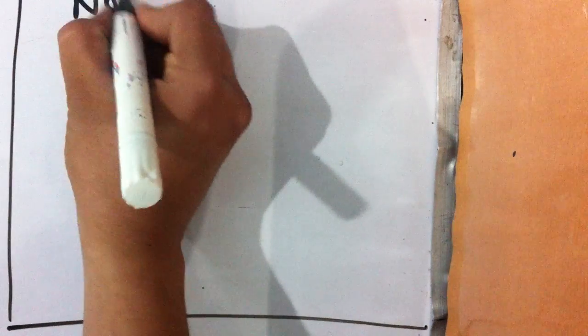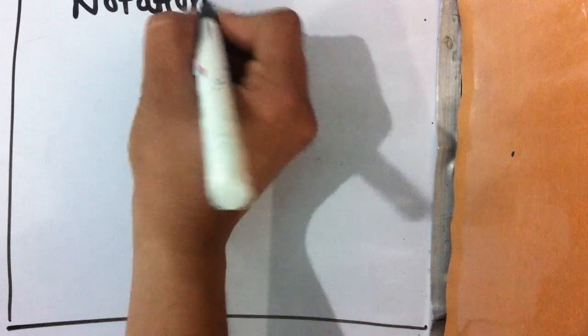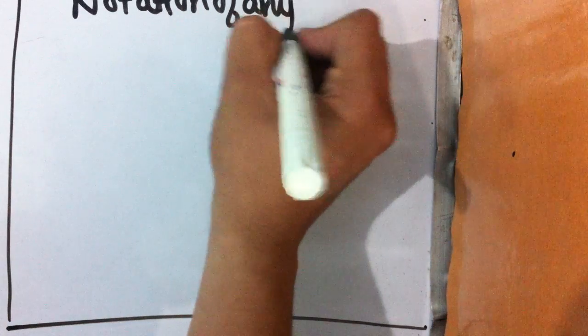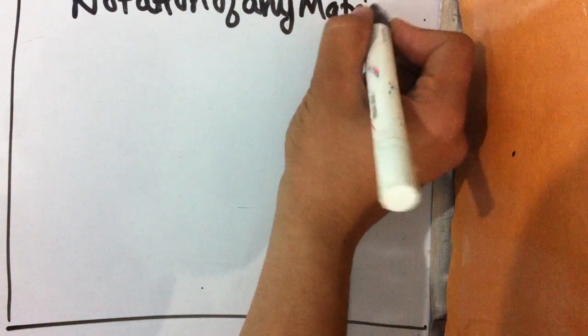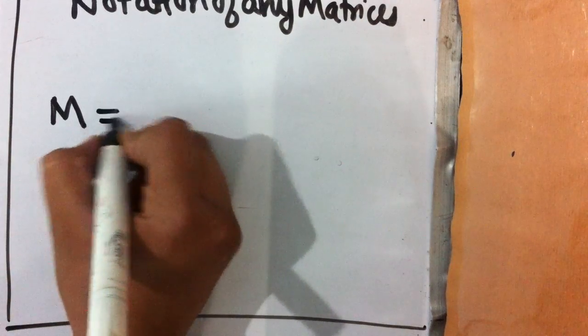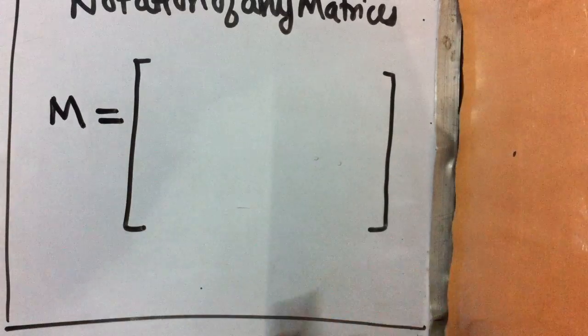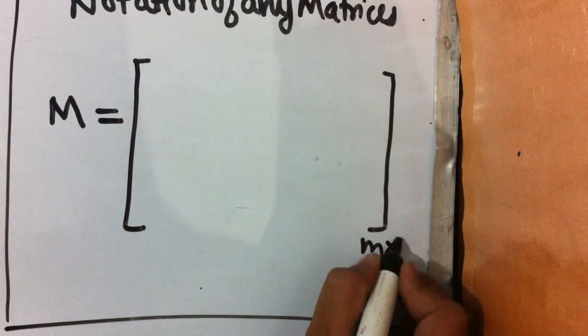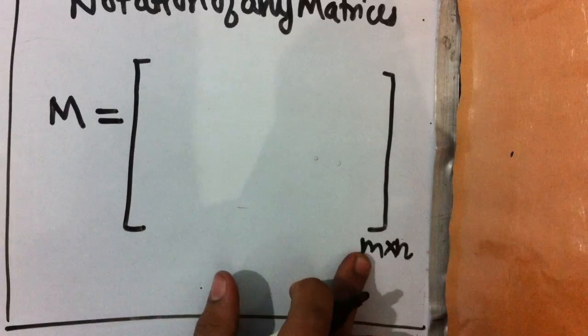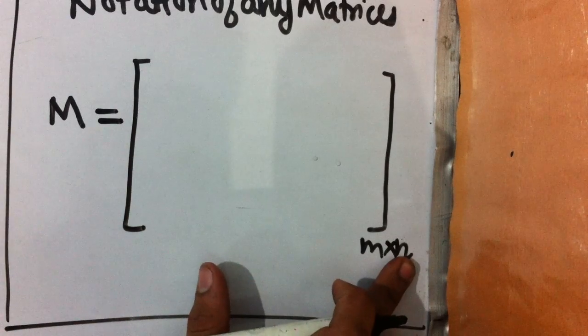Now let's continue. Now I'll talk of notation of any matrices. In general, a matrix is denoted by capital M, that is equivalent to square brackets of the order m by n. That means m rows and n columns are there.